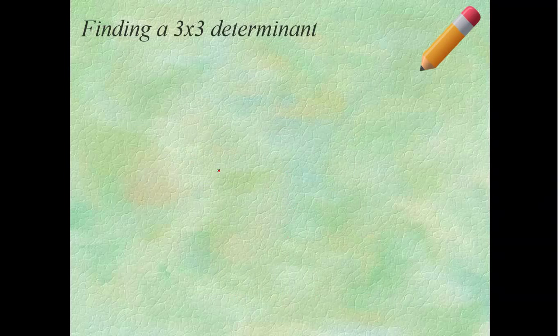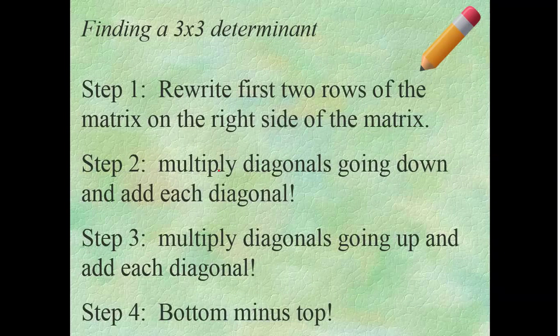Here's how we're going to find the 3x3 determinant. First of all, we're going to rewrite the first two columns of our matrix onto the right side of the matrix. Why are we going to do that? It's going to allow us to not have to worry about missing numbers. We're actually going to catch them all. Then you're going to multiply the diagonals going down and add each diagonal to one another. Then we're going to multiply diagonals going up and add each diagonal. And then we're going to do bottom minus top.